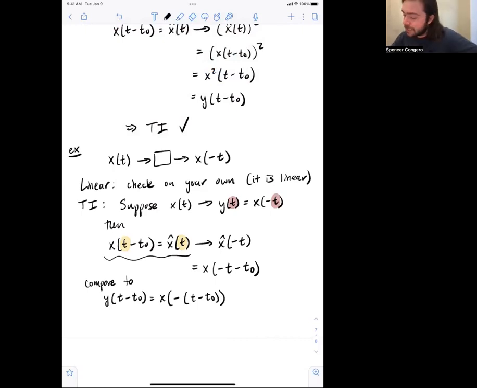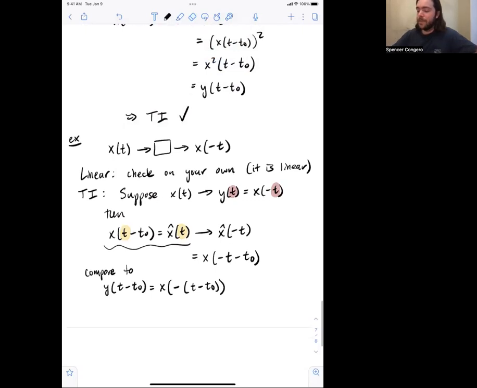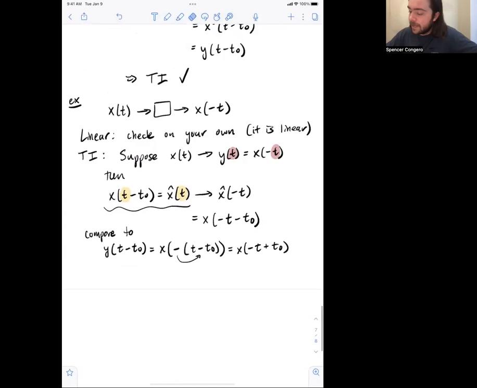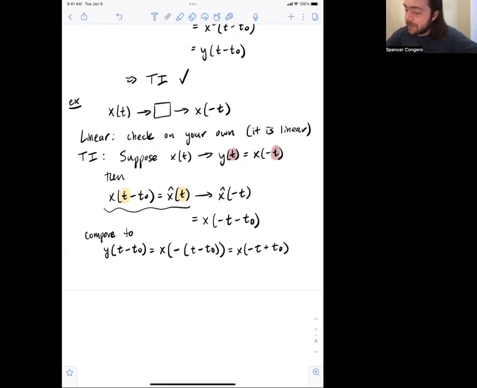Make sure you understand the differences between going from that line to this one and that line to that one. And if you don't, then all of these problems are going to be pretty troublesome. So make sure you understand exactly how we plugged in for these functions. So what do I get here? When we distribute the negative, the negative multiplies the whole thing, and I get x of negative t plus t naught.